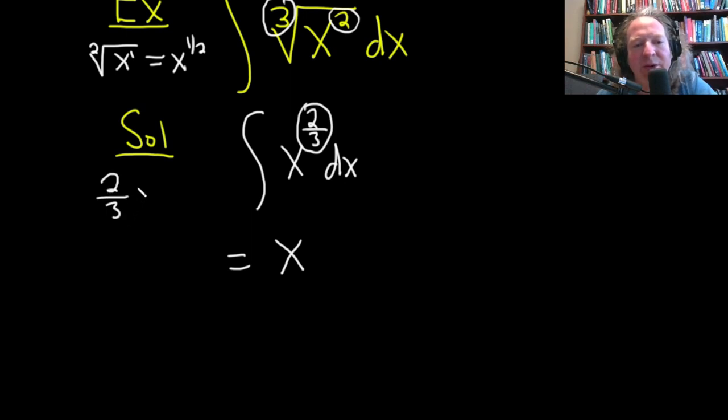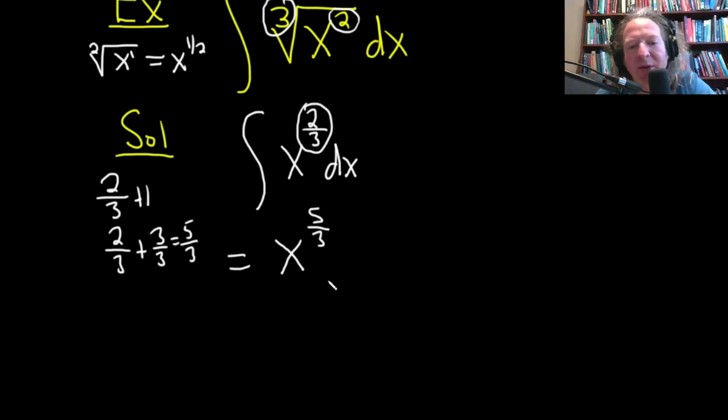So it's 2/3 plus 1. That's really 2/3 plus 3/3. That's going to be equal to 5/3. So x to the 5/3. And then we divide by 5/3, right? The rule says you add 1 and then divide by 5/3. And then you add your constant of integration, capital C. So you add 1 to this, write the result, and divide.